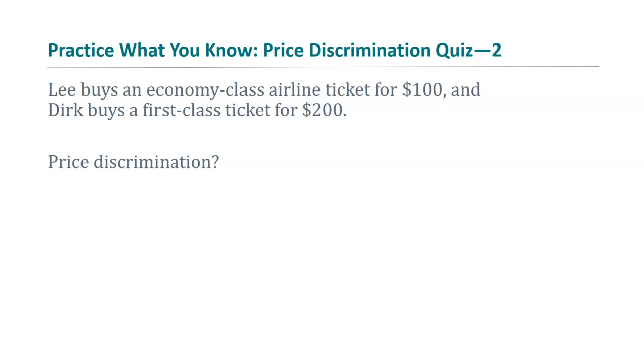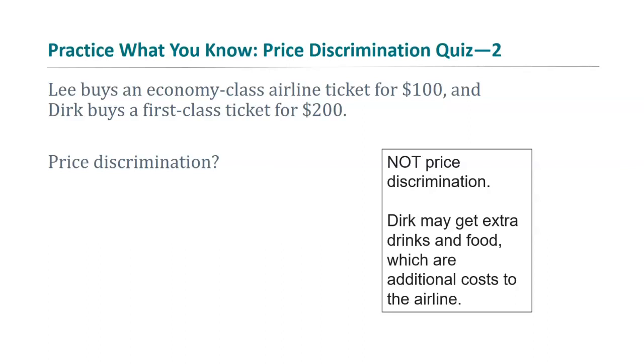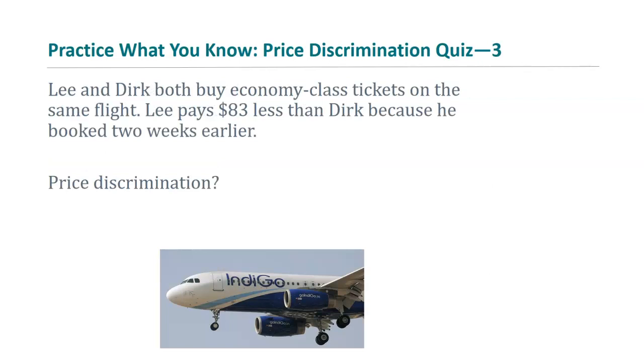How about this one? Lee buys an economy class airline ticket for $100. Dirk buys a first class ticket for $200. Price discrimination? No, it's not. They are different products. It probably costs the airline more money to provide a first class experience, right? They get more food, different types of food, alcohol, those sorts of things. Not price discrimination.